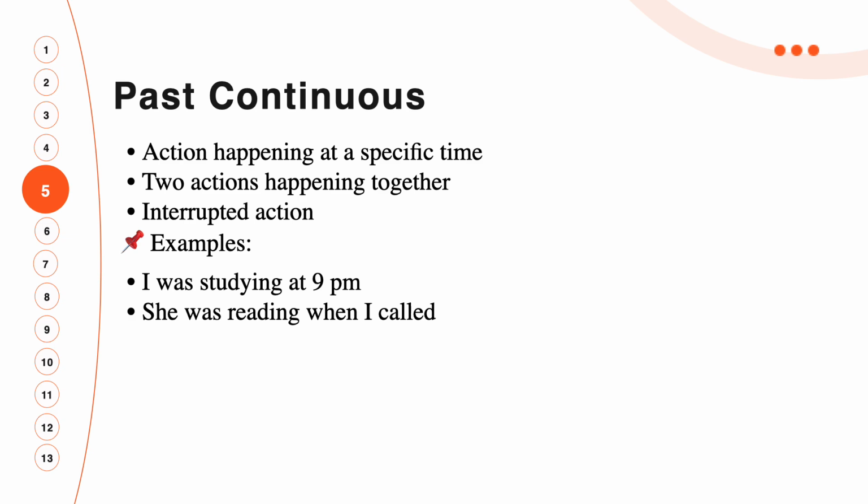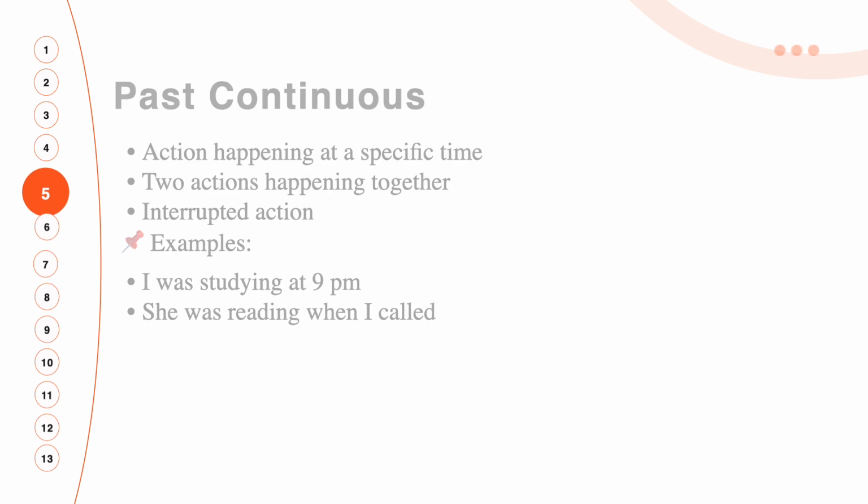So, past continuous has some of these rules. Action happening at a specific time, two actions happening together, and interrupted action. So, in the first example, it is I was studying at 9 p.m. So it's a specific time. And she was reading when I called. It is an action happening together.